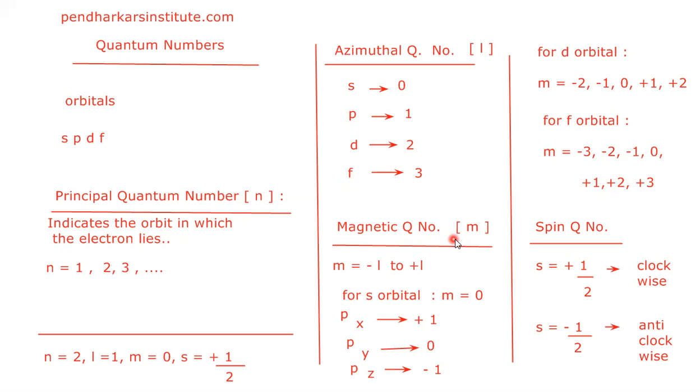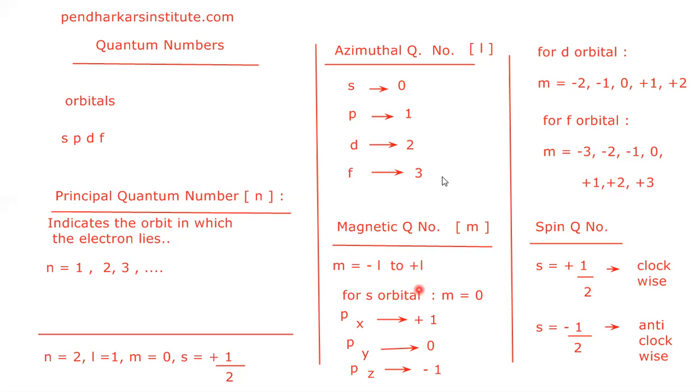Next is magnetic quantum number, denoted by small m. Magnetic quantum number indicates that electron is in which direction in a particular orbital. For example, our p orbital is oriented in three directions, x, y, and z. So if I know that electron is in p orbital, then in which direction, x direction, y, or z direction, electron lies, that is indicated by magnetic quantum number. Always remember, magnetic quantum number, small m, takes integer values from minus l to plus l. Means from minus of the azimuthal quantum number to plus of the azimuthal quantum number.